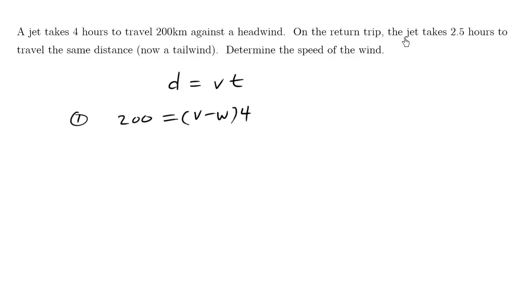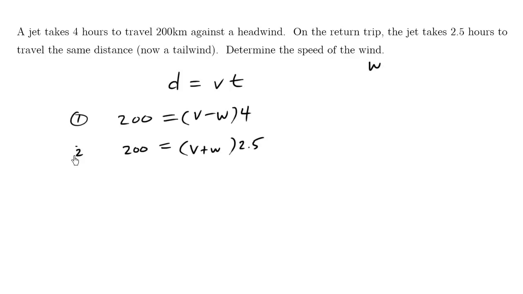On the return trip, the jet takes 2.5 hours to travel the same distance. So the time is now 2.5, and then here that's the velocity and the same distance. So on the return trip, we have the same wind, it's now a tailwind. So we're going to be going faster by that same wind amount. Determine the speed of the wind. We need to solve for w. That's what we're trying to do.